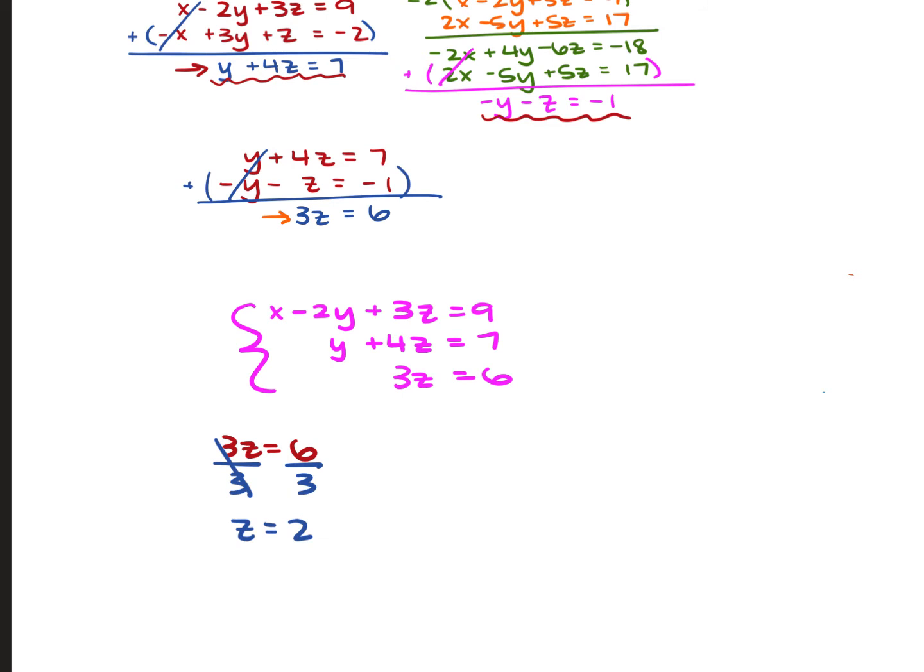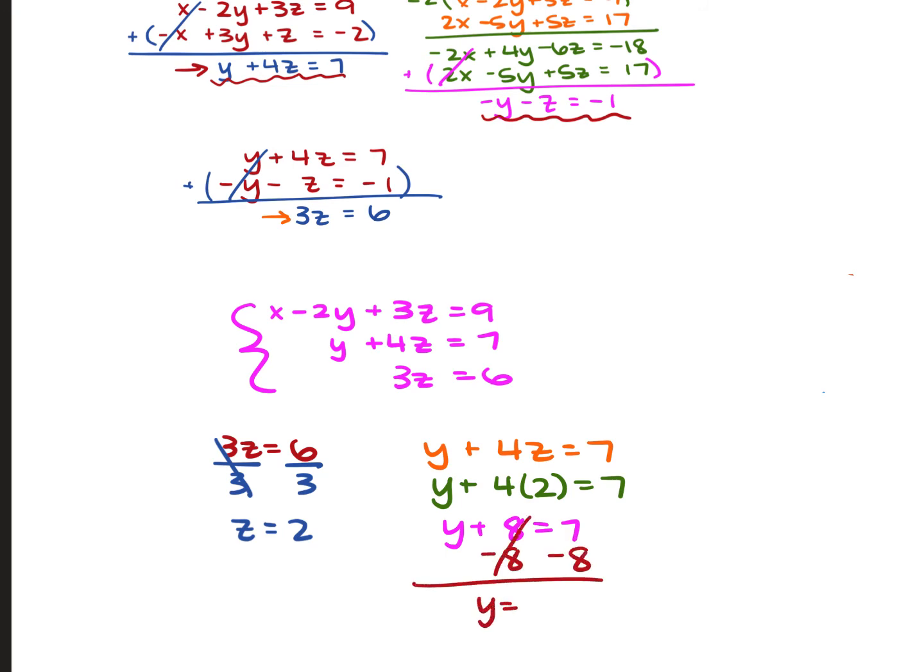You are then going to take the 2 and plug that into the y plus 4z is equal to 7. So we're going to take that 2, plug it in. We have y plus 4 times 2 is equal to 7. The 2 times 4 is 8. We're going to move the 8 over by subtracting it from each side, and you get that y is negative 1. From here, you have y and you have z.